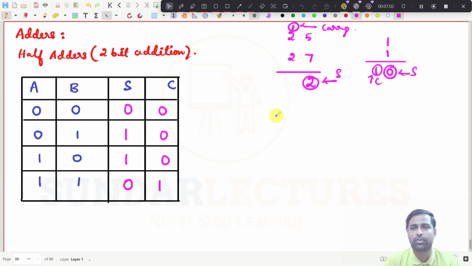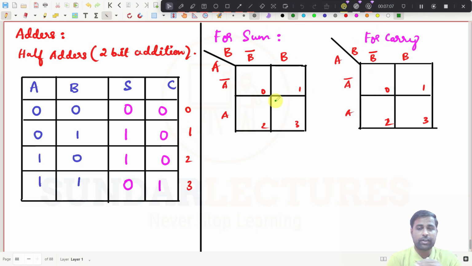Anyhow, I will put the K map. I don't need to draw this one, I just want to tell you how this is really working. For sum, this is the K map. For carry, this is the K map. For sum, it is 0, 1, 1, 0. For carry, it is 0, 0, 0 and this is now 1, right? So what you can do here, there is no pair possibility, because you cannot group these. So you have to map them separately.